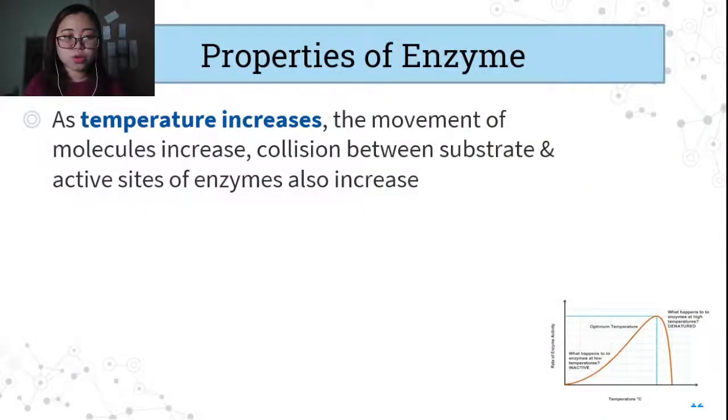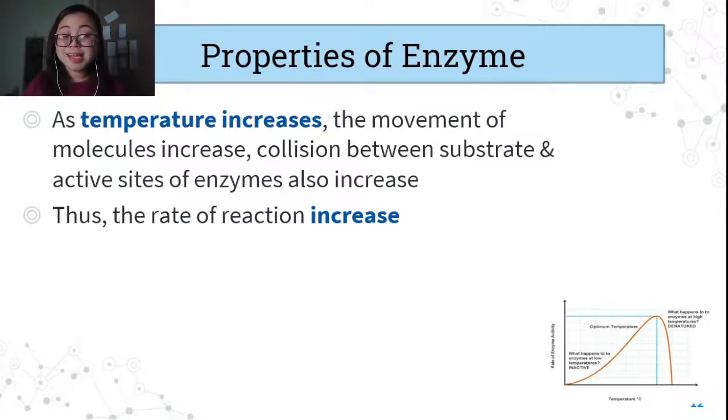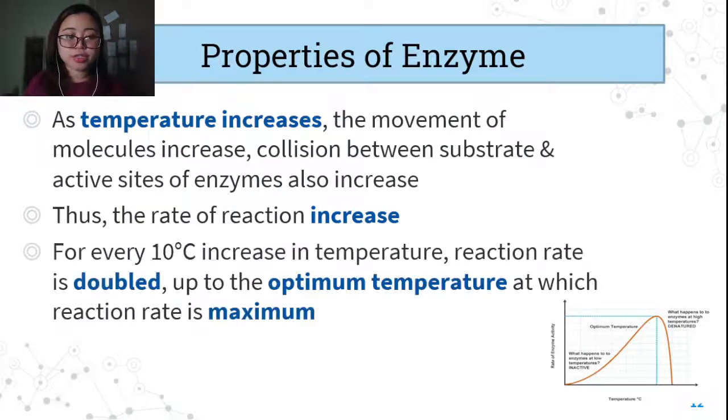Okay, so as the temperature increase, the movement of the molecules will increase, and you will have collision between substrate and active sites will also increase. And thus, the rate of reaction increase. For every 10 degrees Celsius increase in temperature, the reaction rate will be doubled, up to the optimum temperature at which reaction rate will be maximum.